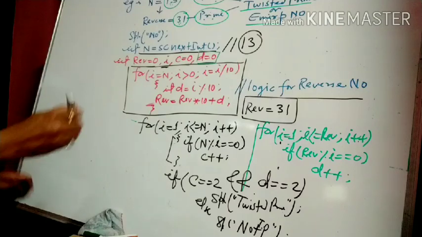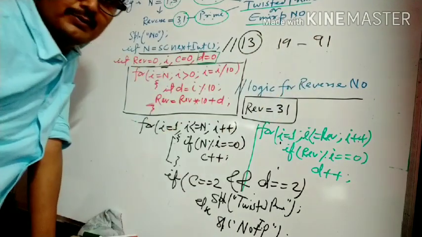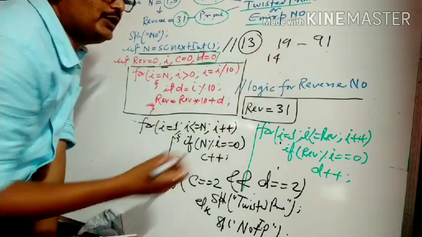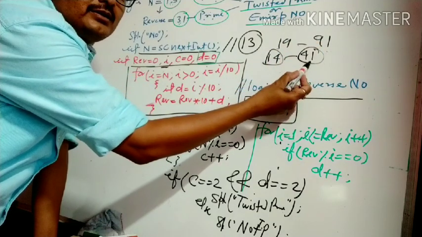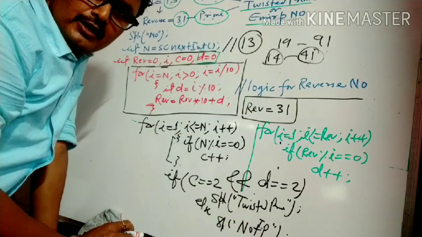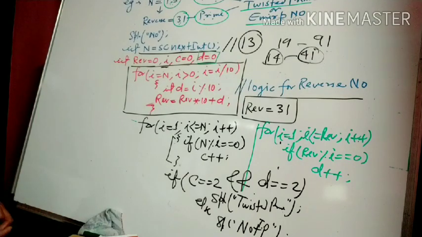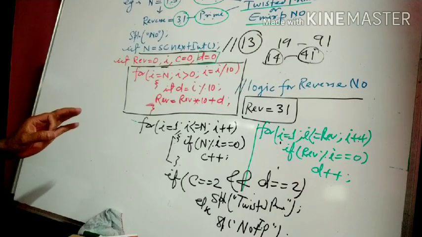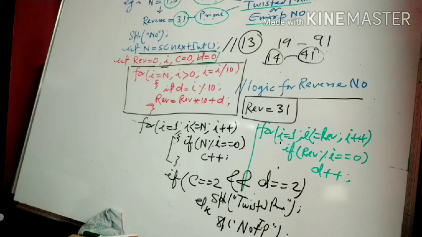For example, you can take 19. 19 is a prime number, but 91 is not a prime, that means not a twisted prime. Suppose another number I took here is 14. So 14 is not a prime number. The reverse of that one is 41, which may be a prime number. But if the first condition is false, your answer will be not a twisted prime. So this is the way to check whether the input number is a twisted prime or not. Original number must be prime and the reverse of the original number must also be prime. Then that is a twisted prime.